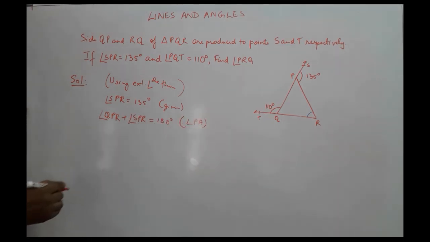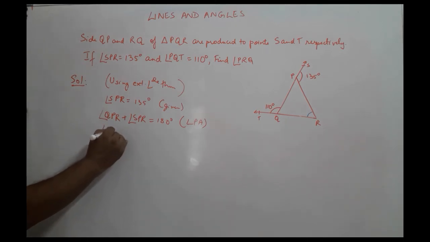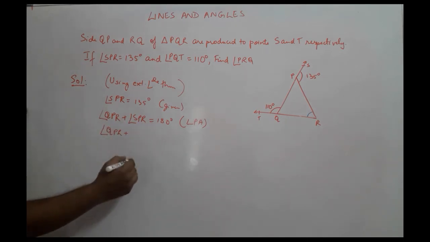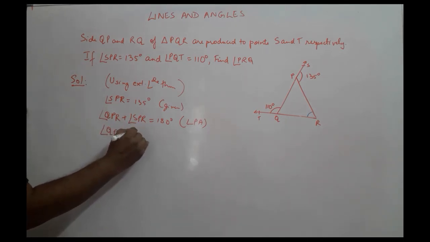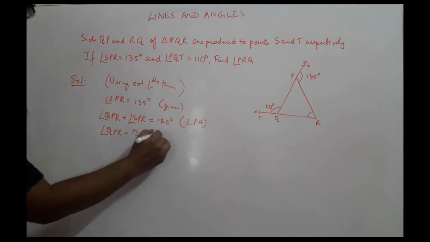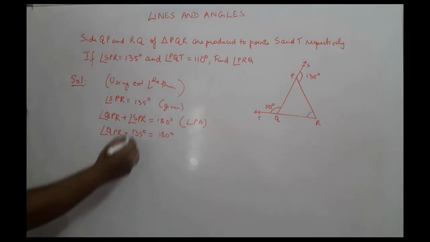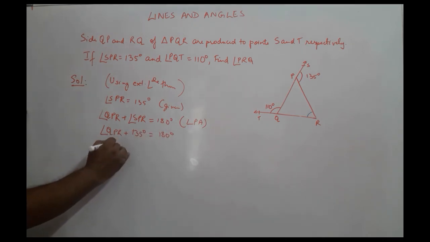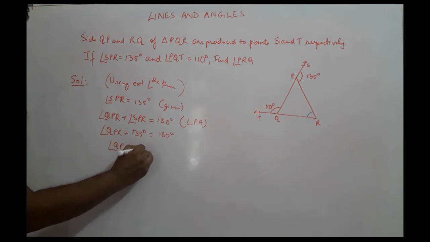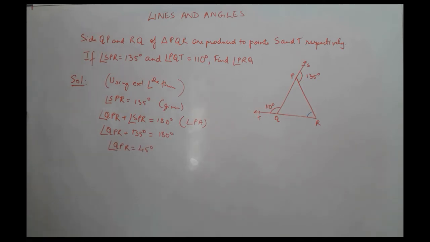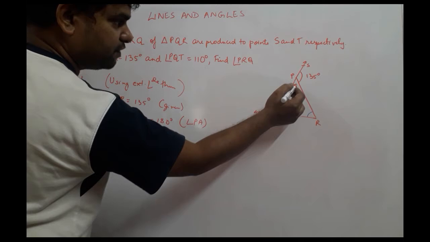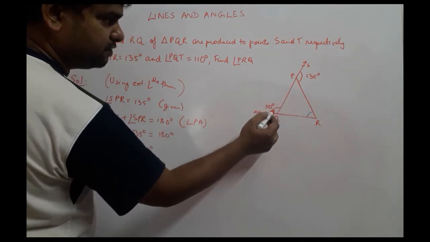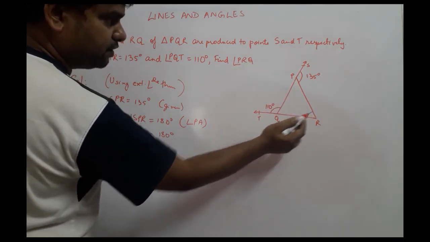QPR we have to find out. SPR we are given as 135 degrees, and that is equal to 180 degrees. We take 135 degrees to the other side, it becomes negative, and 180 minus 135 degrees will give us 45 degrees. So now that we have 45 degrees over here, we know this angle, we know this angle, and we need to find this angle.